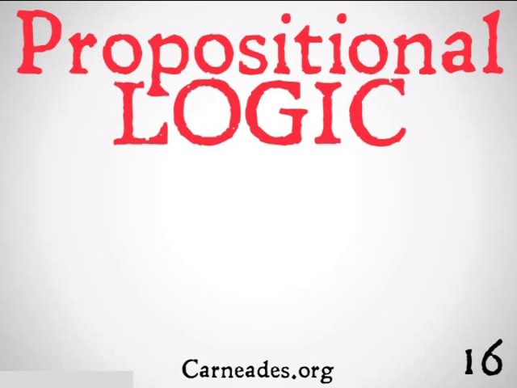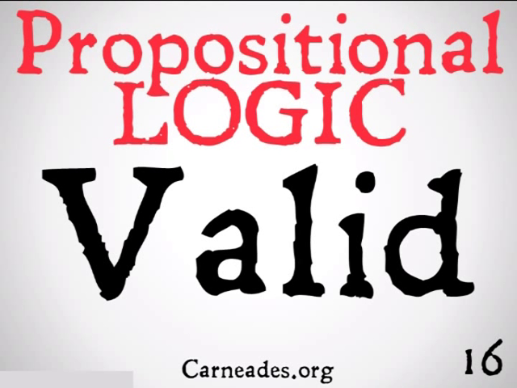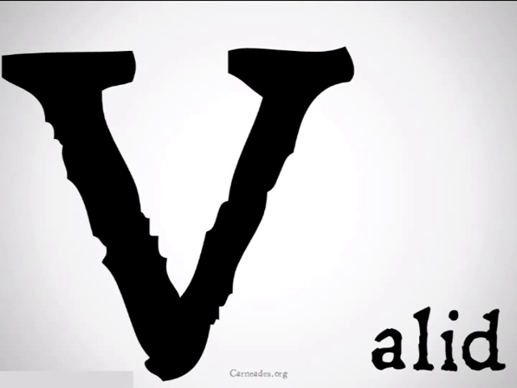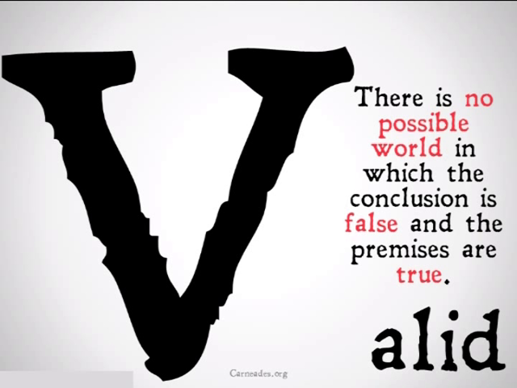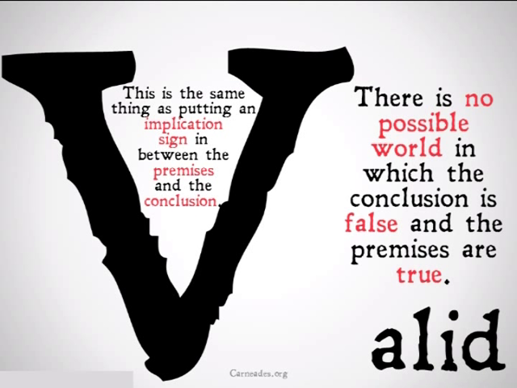Today we're going to be continuing with propositional logic, looking at valid arguments and how we can tell whether or not an argument is valid from the lovely truth tables. So, for those of you who missed my earlier video on valid and invalid arguments, a valid argument is where there is no possible world in which the conclusion is false and the premises are true. Basically, this is the same thing as putting an implication sign in between the premises and the conclusion, because we remember the only time implication is false is when the antecedent, the first part, is true, and the consequent, the second part, is false. Let's take a look at some examples of valid and invalid arguments.